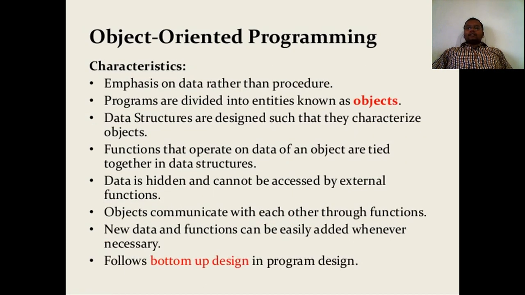Characteristics. What are the characteristics? Emphasis on data rather than procedure, as I told you earlier. Programs are divided into entities known as objects. Data structures are designed such that they characterize objects. Functions that operate on the data of an object are tied together in a data structure. Data is hidden and cannot be accessed by external functions. Objects communicate with each other through functions. New data and functions can be easily added whenever necessary.